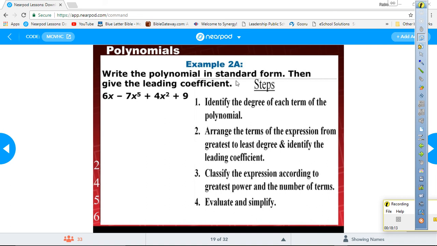So, what I'm going to do is answer what they're asking me to do. They're saying, write the polynomial in standard form. We already know what standard form is, right? From greatest to least degree. But I'm going to show you how to do that. And second, give the leading coefficient. So what does that entail? Look up to the screen, please.